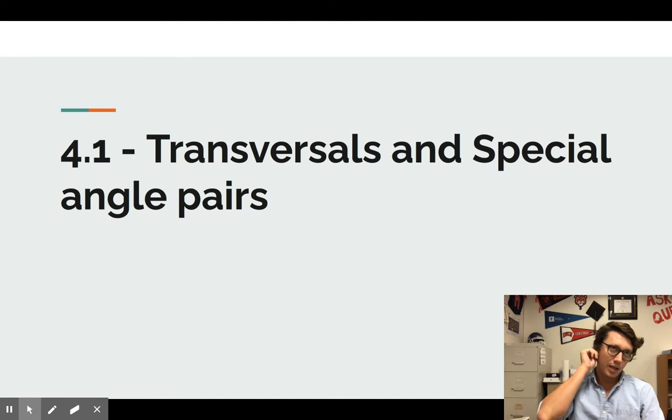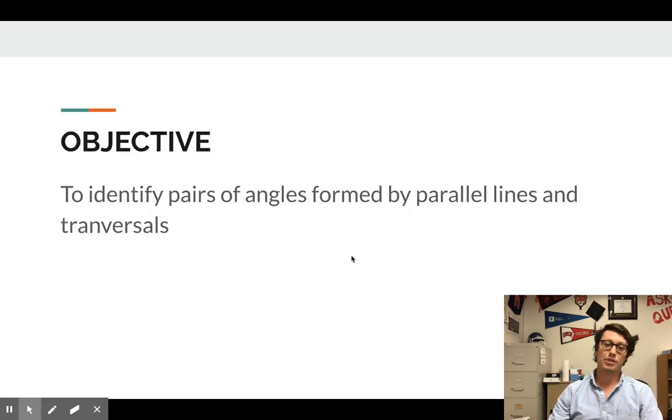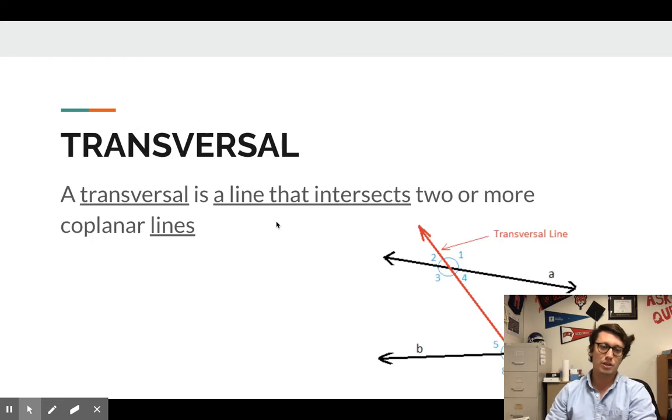Now, if you think about the first lesson of every chapter so far, we've learned a lot of vocabulary, and essentially that's what today is about as well, vocabulary. Our objective is to identify pairs of angles formed by parallel lines and transversals.